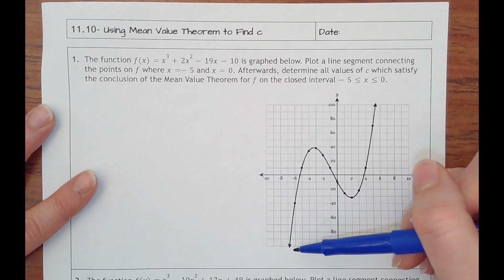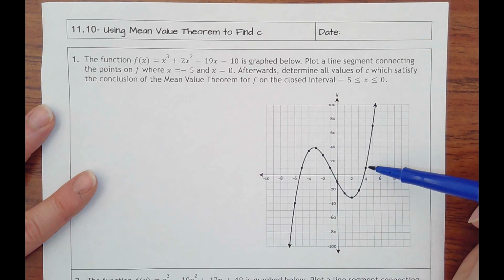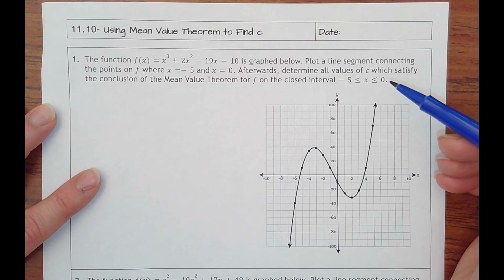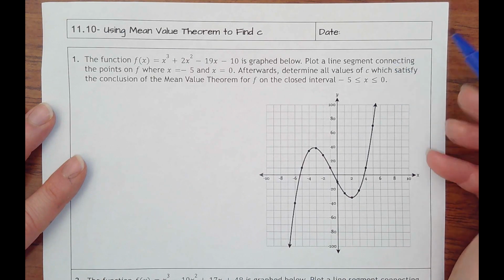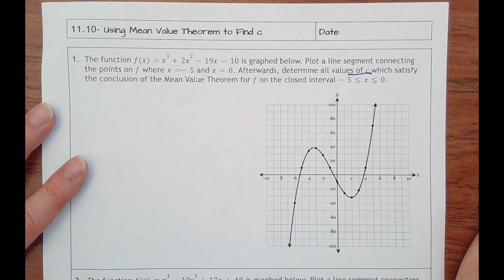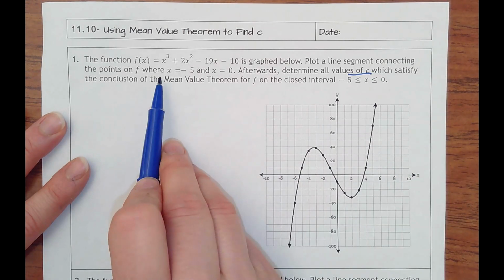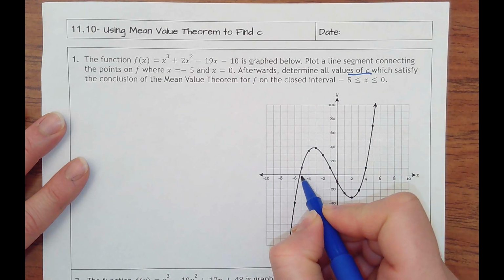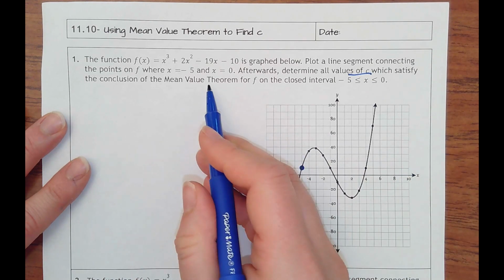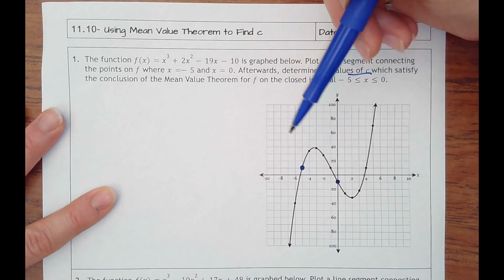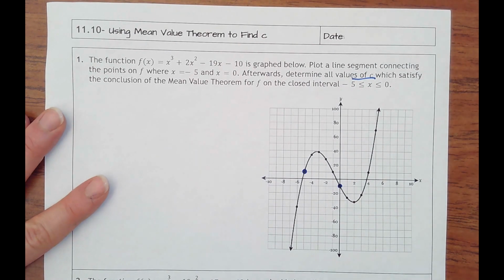interval. Because polynomials are always continuous and differentiable, we don't have to worry about any of that. It meets our criteria for MVT. So that does guarantee some value of C, at least one, sometimes more than one, that satisfies this conclusion. First, let's put a point where x is -5 here, and where x is 0 here. I want to draw a line as straight as I can. I better get a ruler.